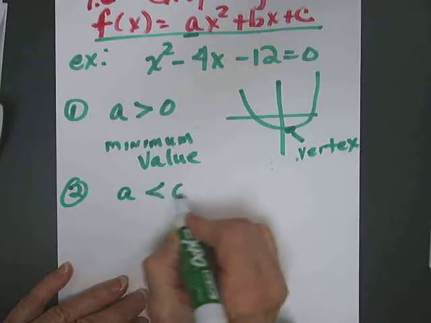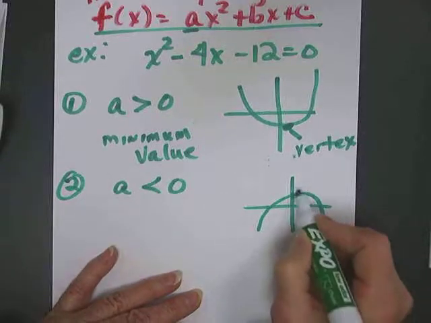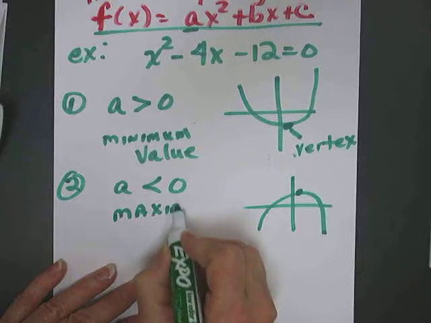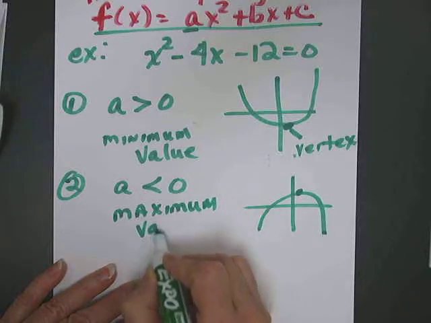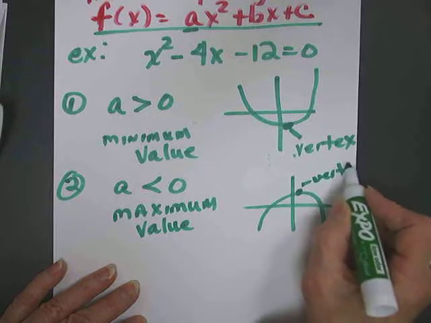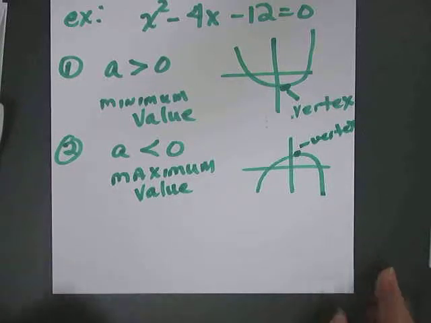And if A is less than 0, it's going to open down and it will have a maximum value at the vertex. Okay?